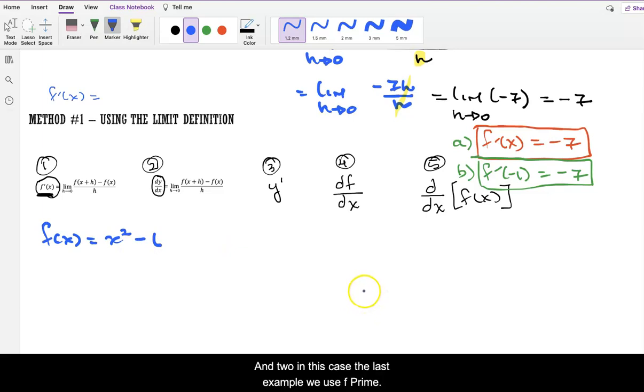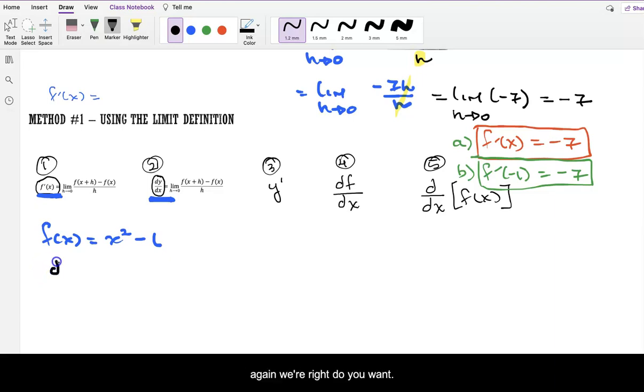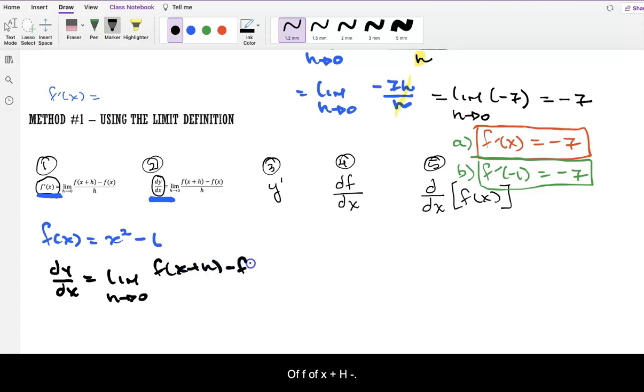And so in this case, in the last example, we used f prime. In this example, I want to use dy dx, because these functions are not always going to be written the same way, and we need to be able to interpret. So again, we write dy dx is going to equal the limit as h approaches 0 of f of x plus h minus f of x, which is going to be all over h.